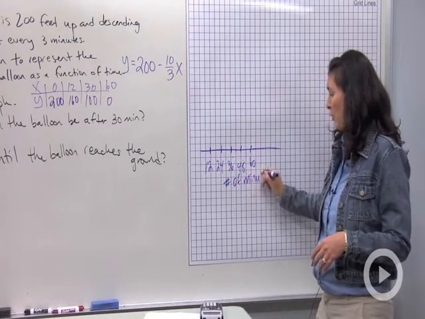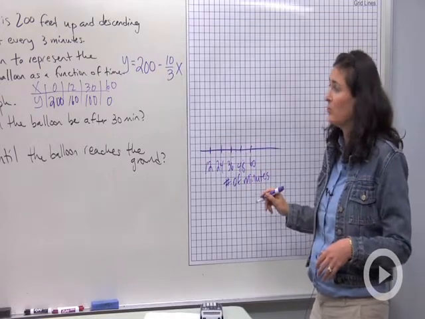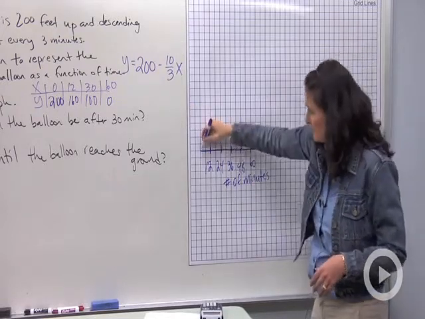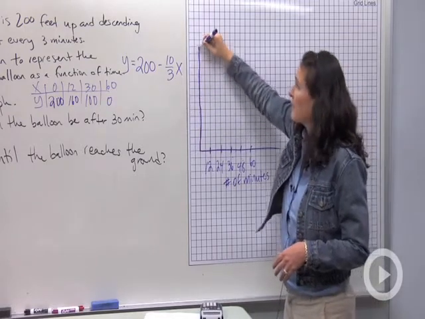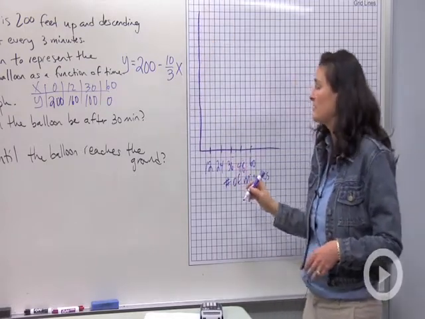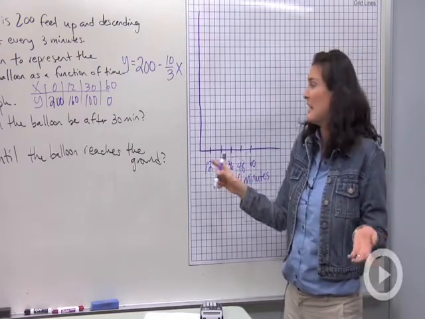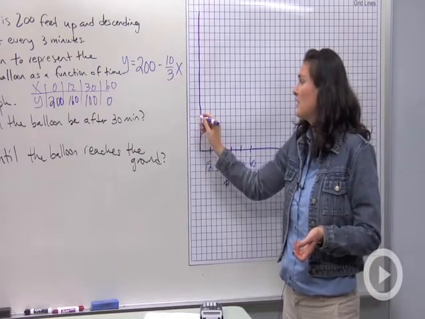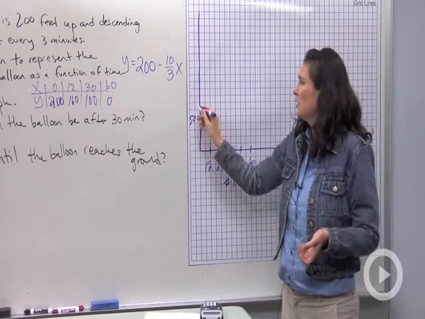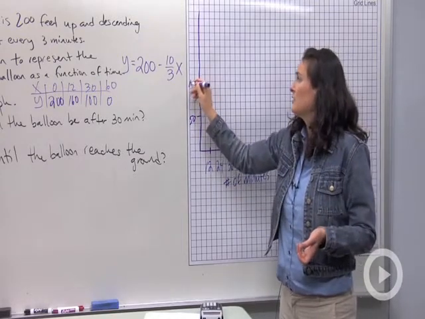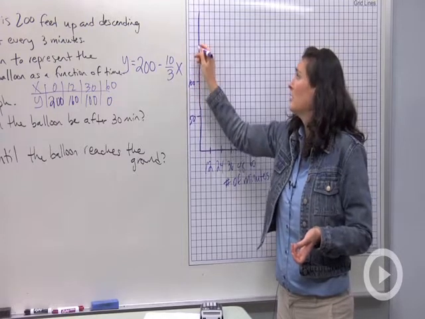And now I'm ready to do my Y. Y represents height of the balloon, and I need to go all the way up to 200. So in order to get all the way up to 200, again, I want to think about how much each box should represent. I'm going to say each box is 10. So I have 10, 20, 30, 40, 50. I'm just feeling like I'm going to mark every 50, 60, 70, 80, 90, 100. Got to get all the way up to 200.